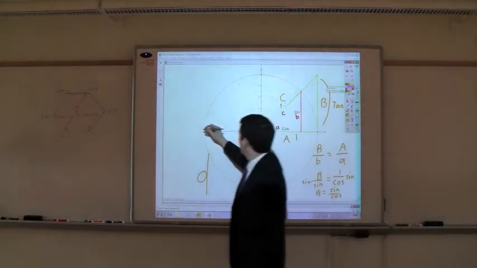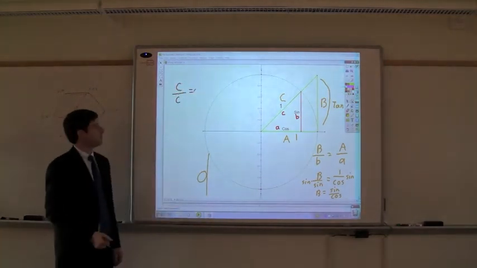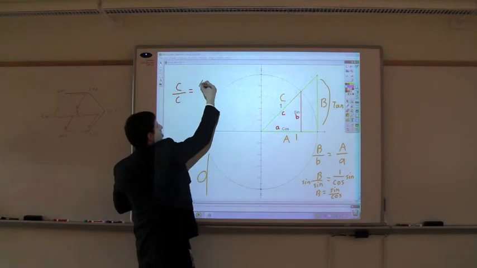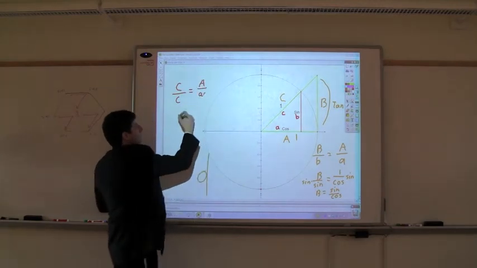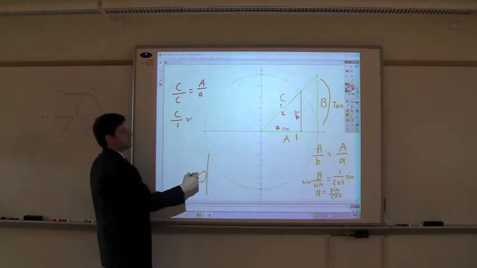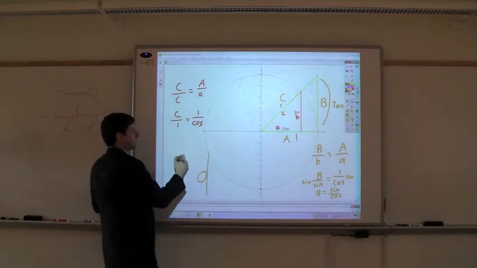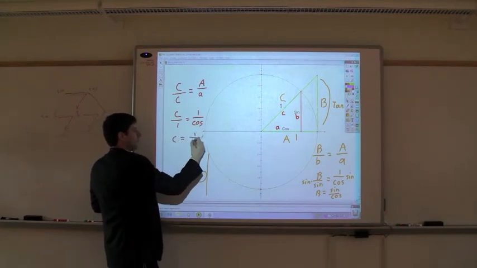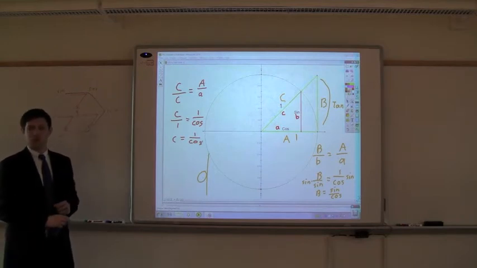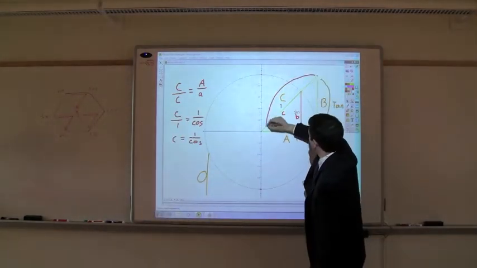Okay, so let's try this. We're trying to find big C. Big C to little c equals, what are we going to do? Big A over little a. Okay, big C is what we want to find. What's little c? 1. Big A is what? 1. That's a good choice. Cosine. So what is C equals? 1 over cosine. What do we call that, Jen? Secant. Thank you, Jen. Okay? This big green line here is secant.